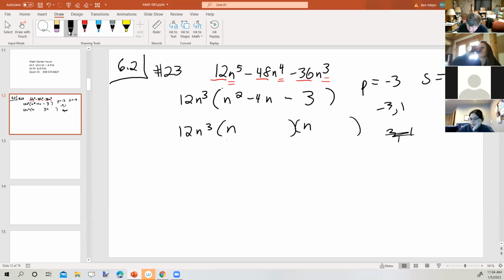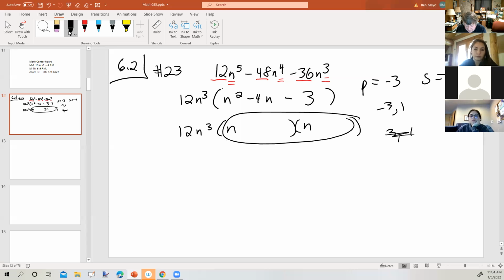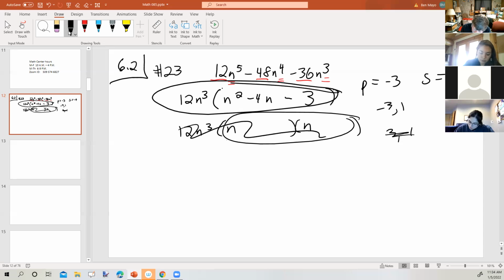Now be careful. This doesn't factor any further, but you might make the mistake of saying, oh, it's prime. It's only prime if we couldn't factor anything. And we did factor something. We took out a greatest common factor. So the correct answer would be this thing right here. This part in parentheses doesn't factor any further, but we did take out a greatest common factor. So it's not prime. Okay. Any questions about that?